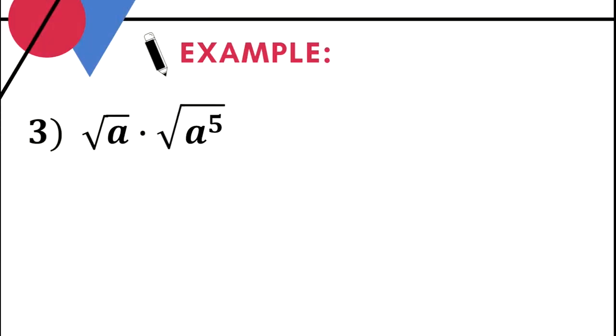Third example, square root of a multiplied to square root of a raised to 5. Again, step number 1, multiply the numerical coefficients. Since both are 1, there's no need to write the number 1. Proceed to step number 2, multiply radicands. We have a times a raised to 5.